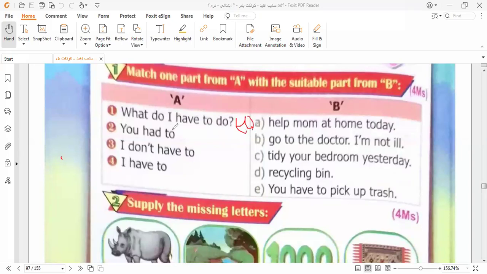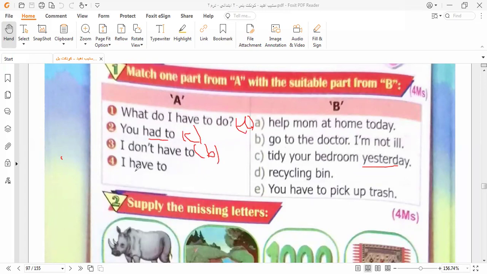Okay, let's go to another. You had to, so here "had to" is the past. So I select this one, number C: tidy your bedroom yesterday. So here is "have to" and here it is in the past. I don't have to go to the doctor. I'm not ill. So it will be number B.